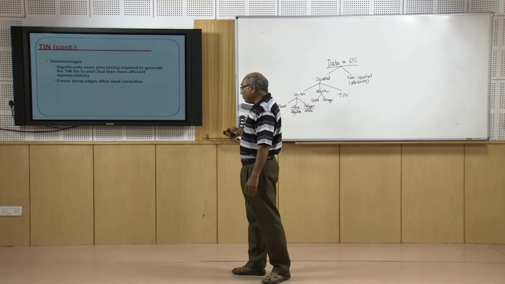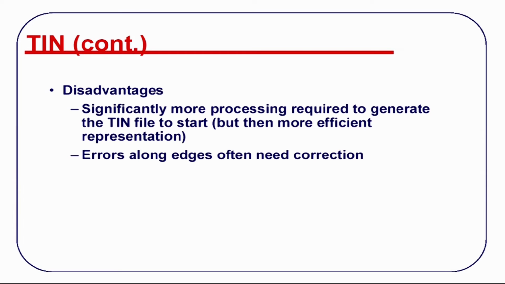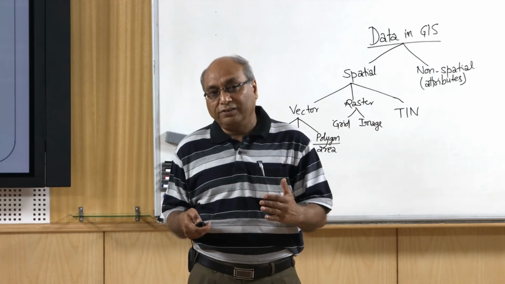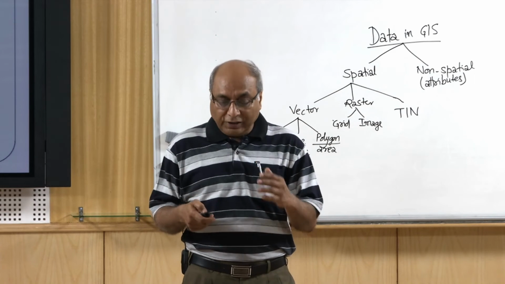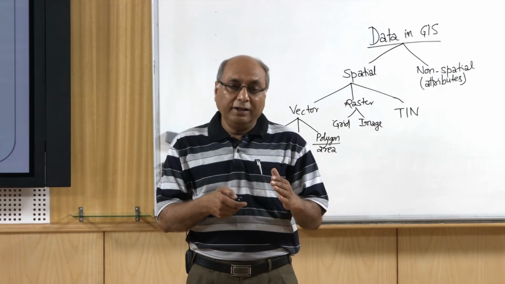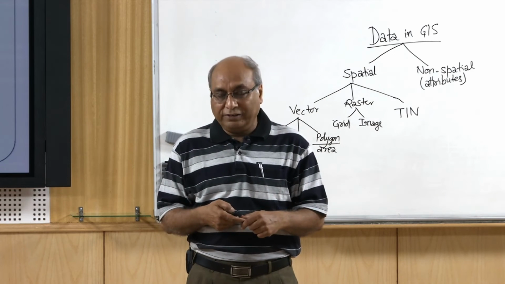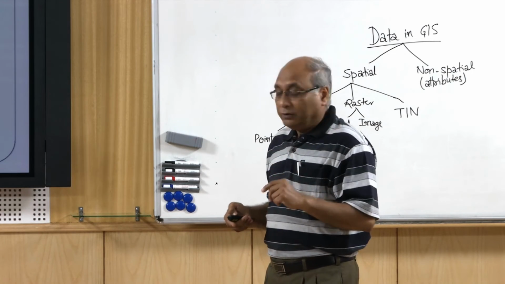And as I have already mentioned, errors along edges often need correction. This problem sometimes becomes a little difficult or big later on in GIS operations. So one has to decide whether he is okay with whatever the TIN is giving, or if there is a problem on the edges, then you will have difficulties with the TIN.